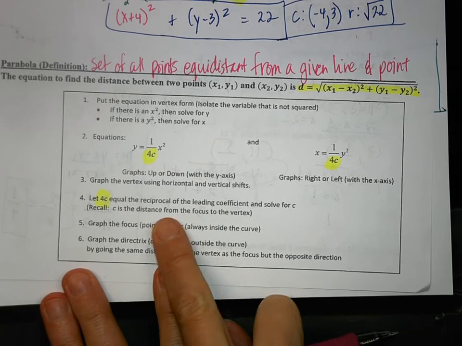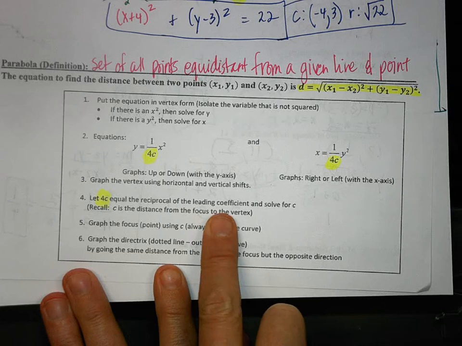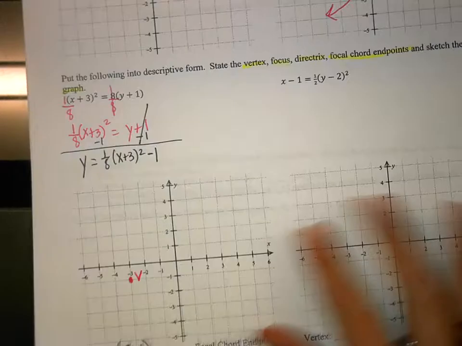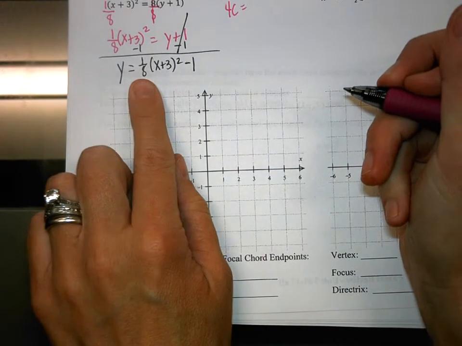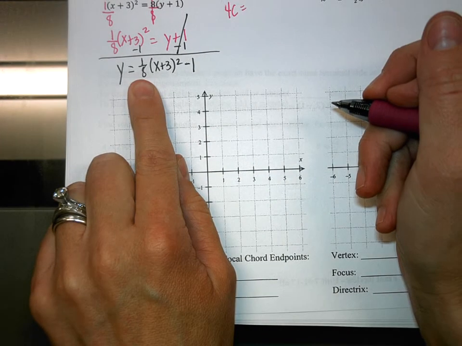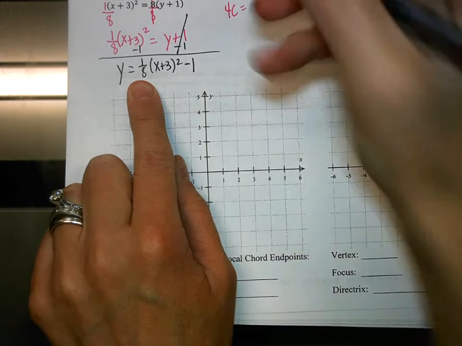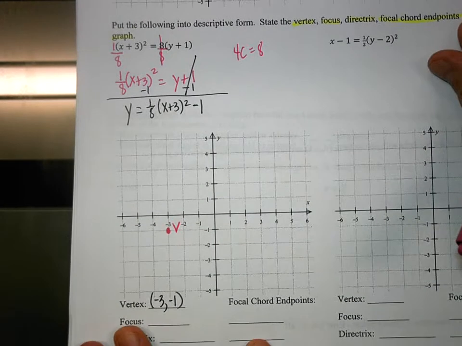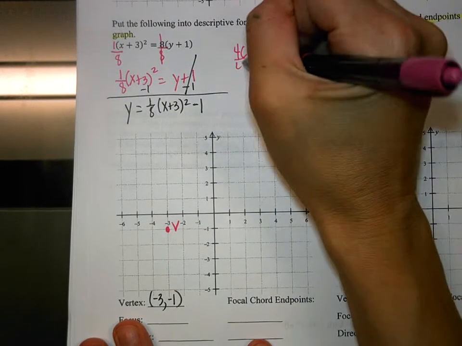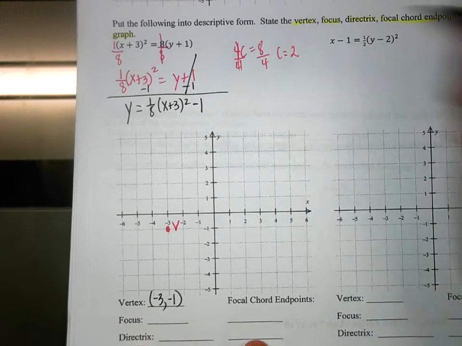4C equals the reciprocal of your leading coefficient. So if we go back here, we are going to write 4C equals, and what is the reciprocal here? You flip 1/8, which would make it 8. And we then divide by 4 to both sides and get C equals 2.